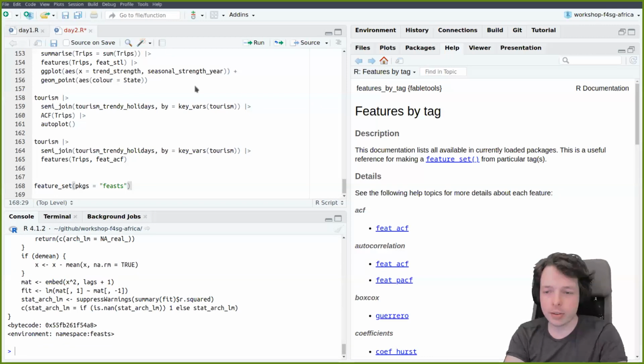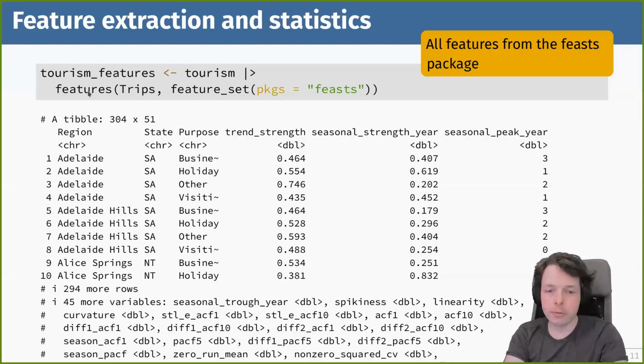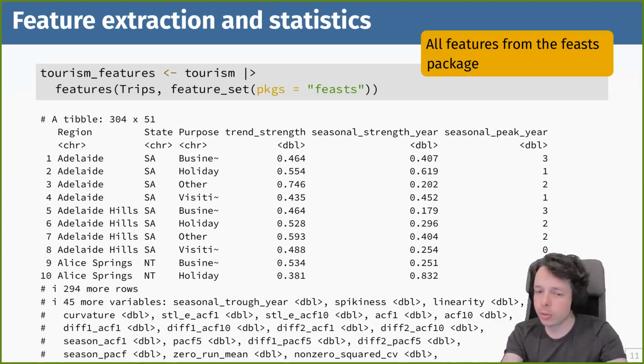And this feature set can be used with the features function to calculate all of those features. And as a result, we'll end up with 51 columns, 48 different features on the time series. Probably too many for us to look at, but we can use dimension reduction techniques to combine them together and produce a useful new feature that separates the information in each time series for clustering.